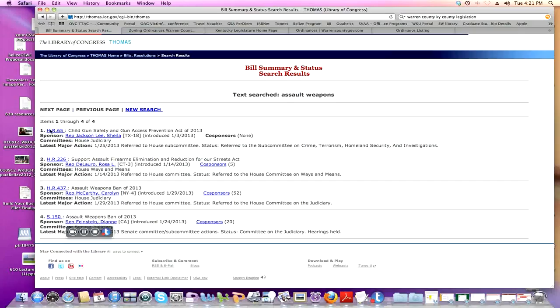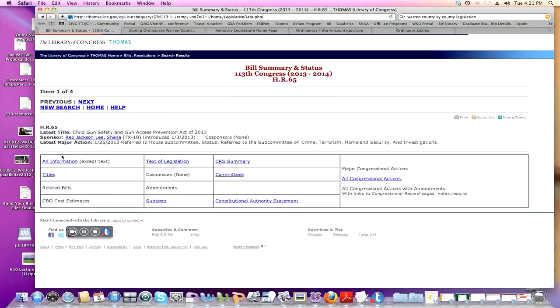When you want to get more information, you just click on the name of the bill, the proposed legislation. And here you can see who sponsored the bill. It was Sheila Jackson Lee from Texas, and she introduced it on this date. There were not any co-sponsors, so she went this one alone. The latest major action was here.